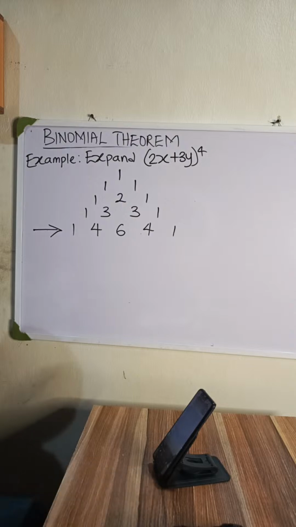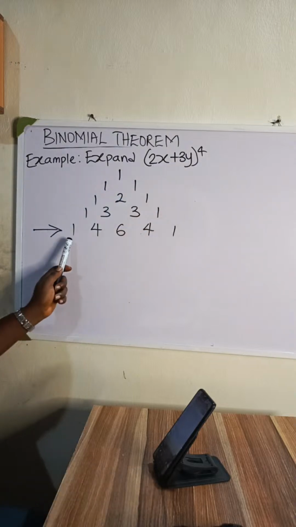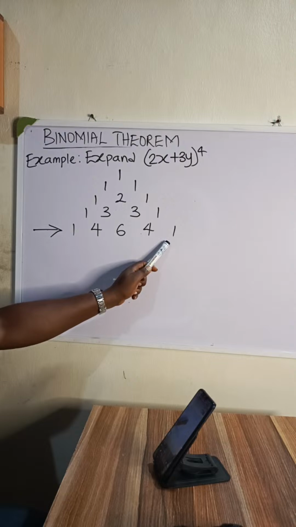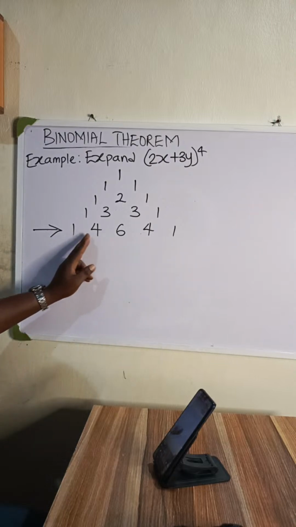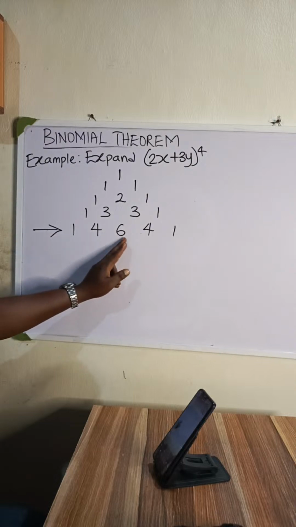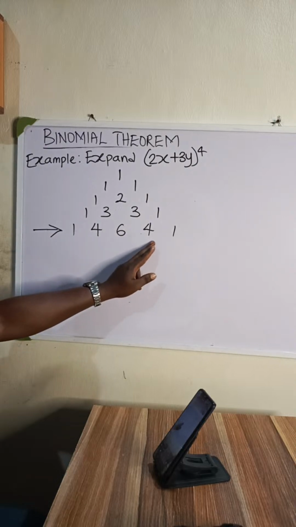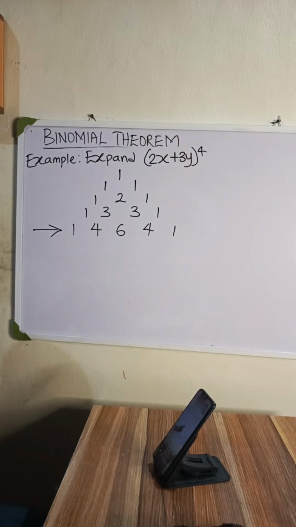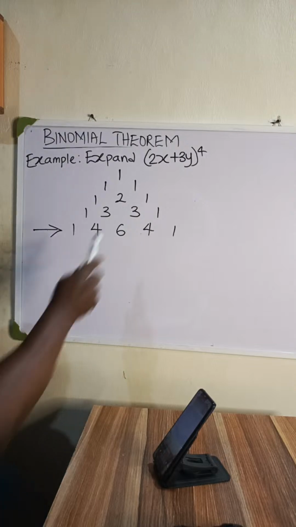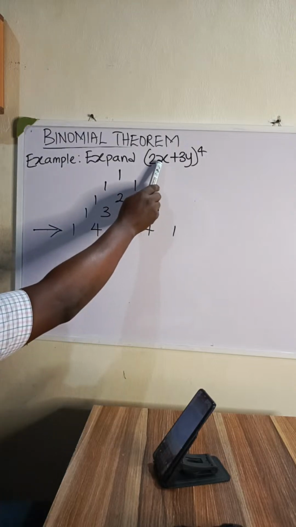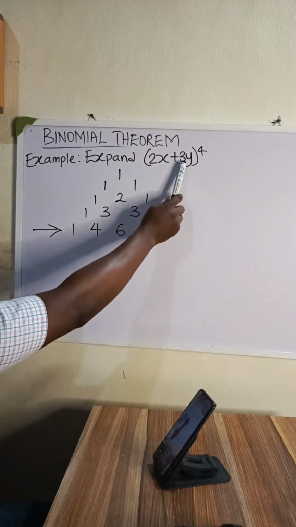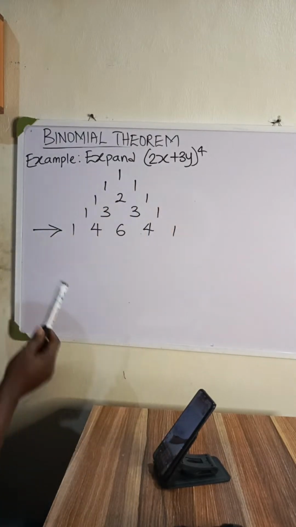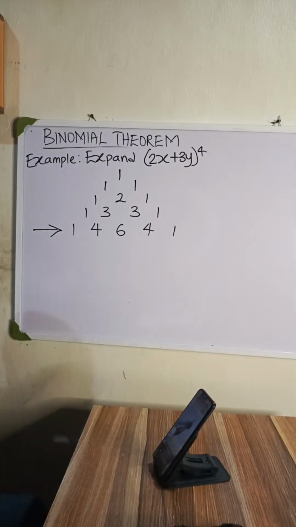So that means we are going to expand this following this arrangement, right? So we're going to see when the coefficient is 1, when the coefficient is 4, when the coefficient is 6, when the coefficient is 4, when the coefficient is 1. Remember also that the exponent of 2x starts from the maximum and decreases, while the exponent of 3y starts from the minimum and increases, just as we did.